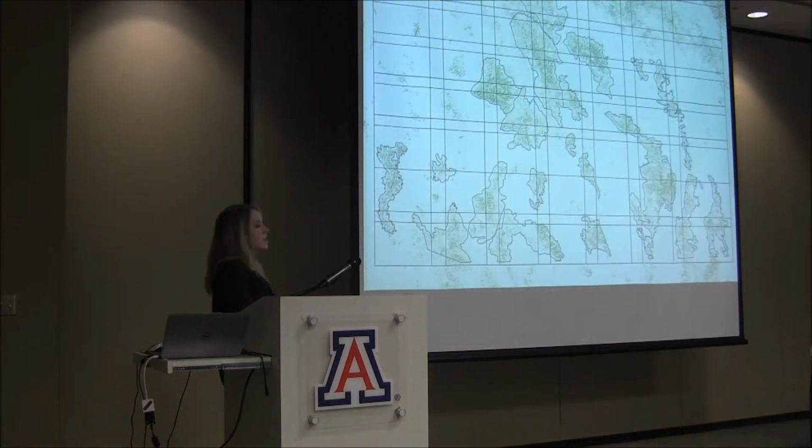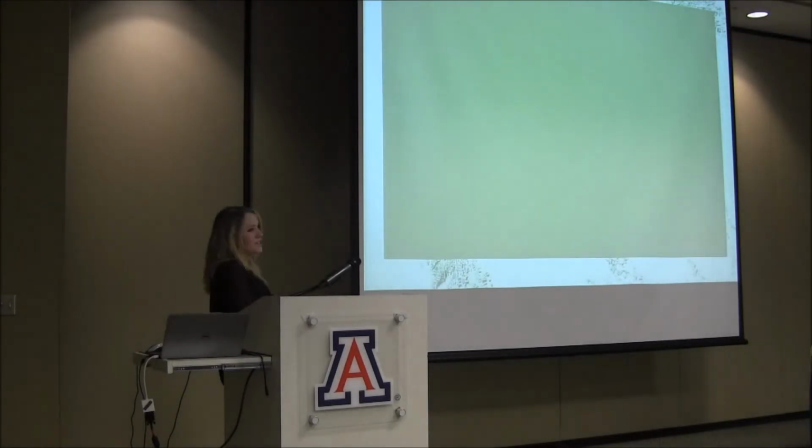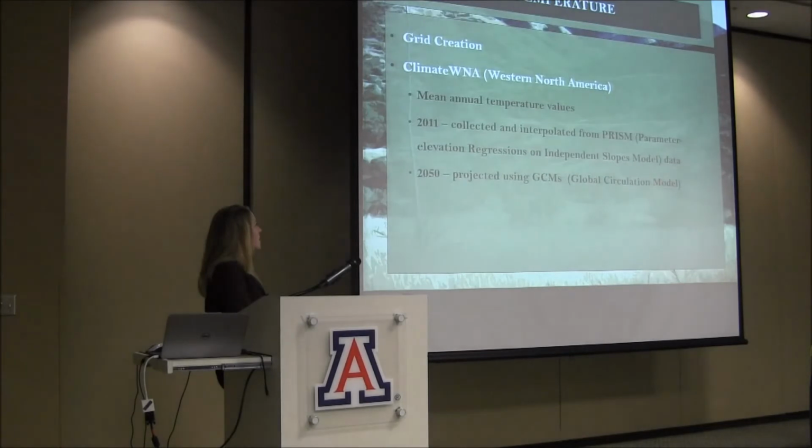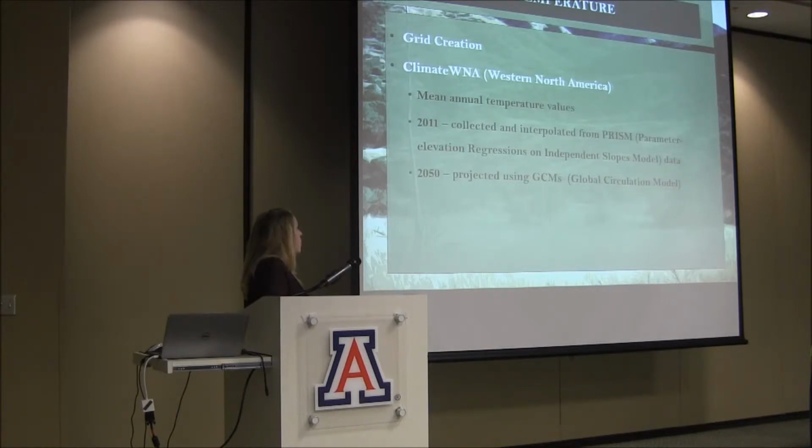And here are the 49 overlapping squares. Here is one of the fishnets within the squares, and when you zoom in, here are the points. And there were a total of 218,000 points within each square. From there, this data was exported into Excel, and it was formatted for input into Climate WNA.